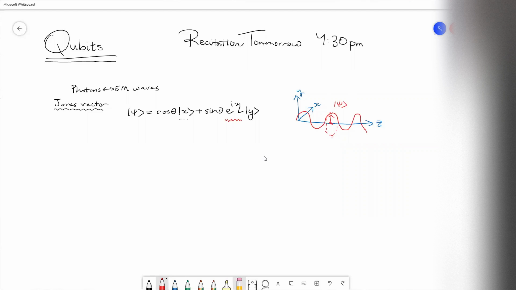So here I drew a linearly polarized wave, but in principle you can imagine a kind of helical wave propagating along where the polarization vector rotates. Okay, so how do you make this? How do you make any kind of Jones vector?